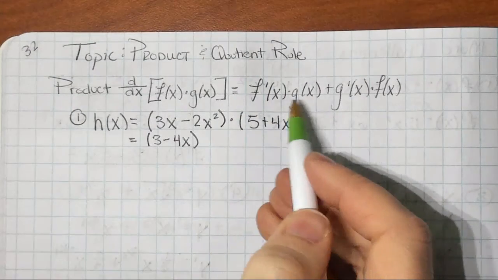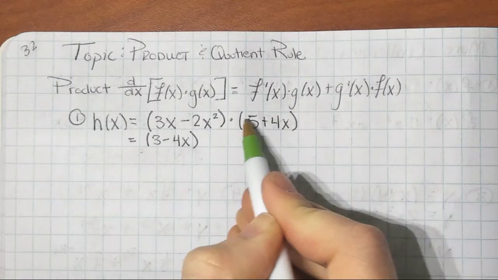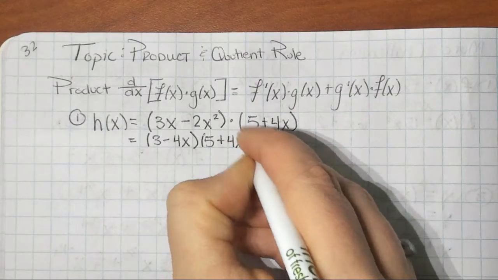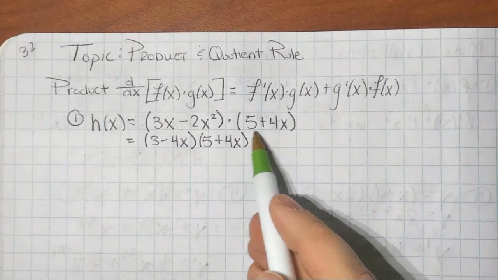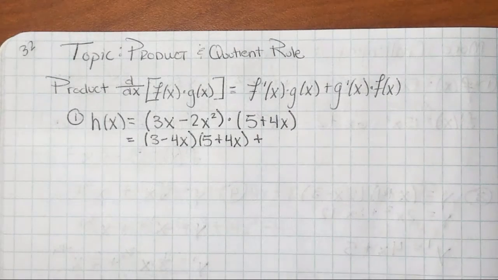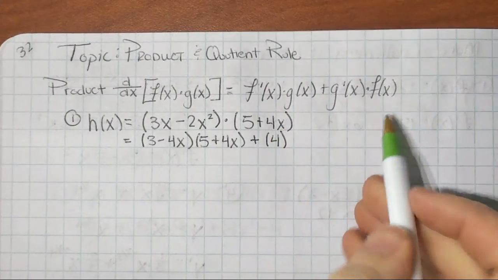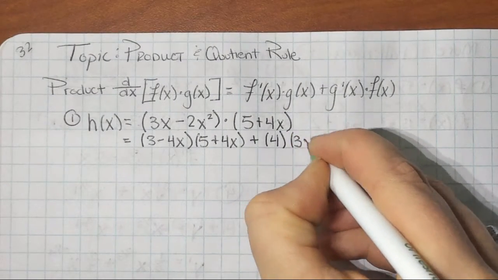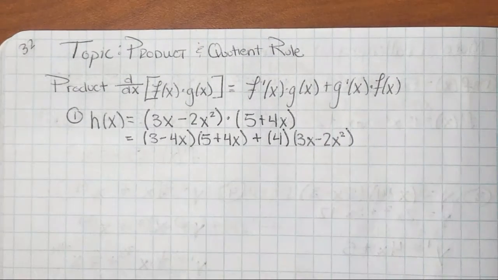And then it says multiply it times your second function. Don't take a derivative of the second function, just multiply it times your second function. So we're just going to put 5 plus 4x. But we're not done. We still need to take a derivative of this second function. So if we look at 5 plus 4x, what is the derivative of that? 4. And we're going to multiply it times my original first function, which is 3x minus 2x squared. And this is the product rule.